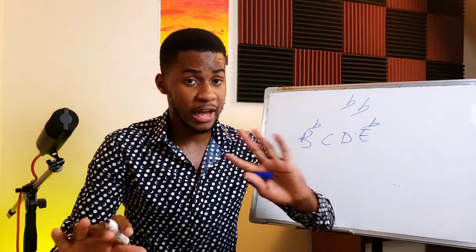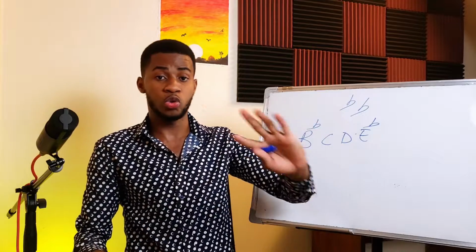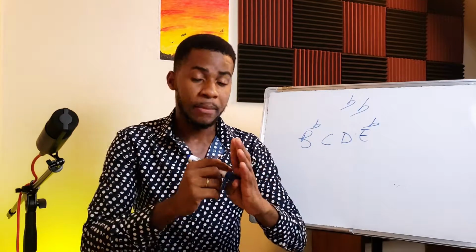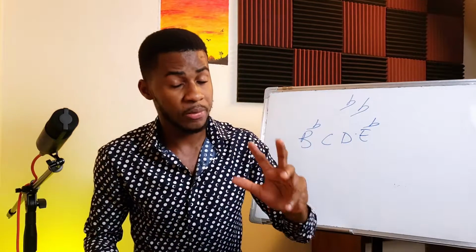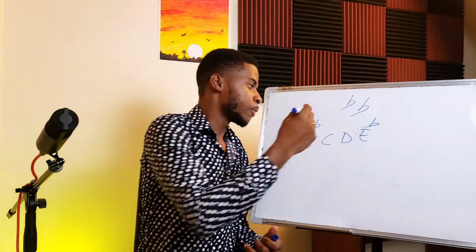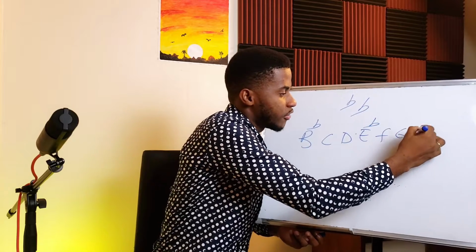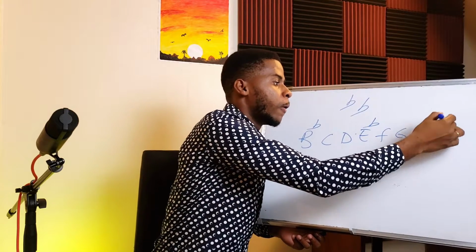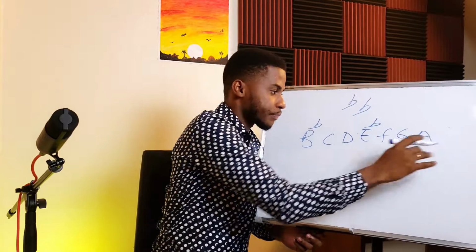If you know nothing about the staff, don't worry at all, because like I mentioned, we're not going to need sheet music for this. By the end of this, you should be able to play the B flat major scale without sheet music, and play popular songs in B flat as well. That's our goal here. So we have E, F, G, A, and then we are back to B flat again.